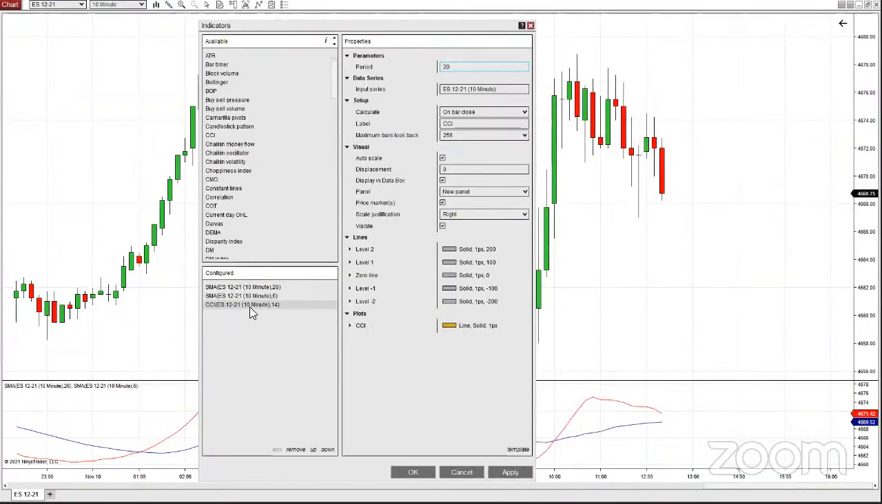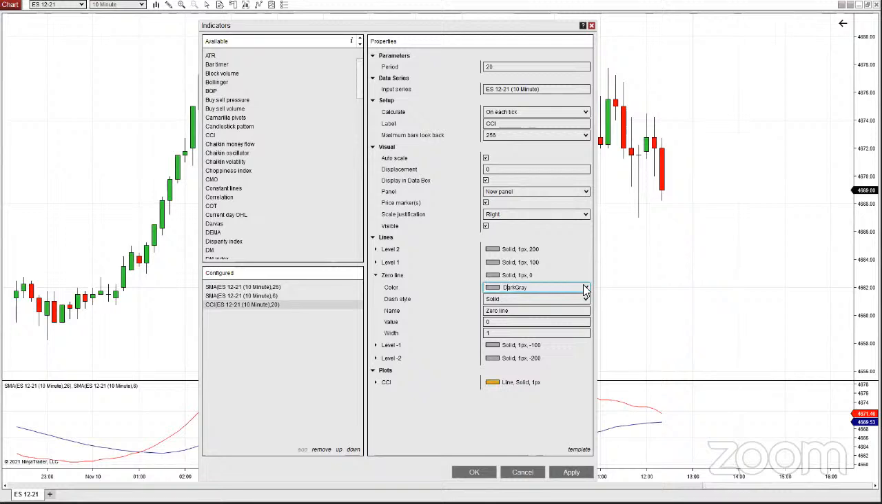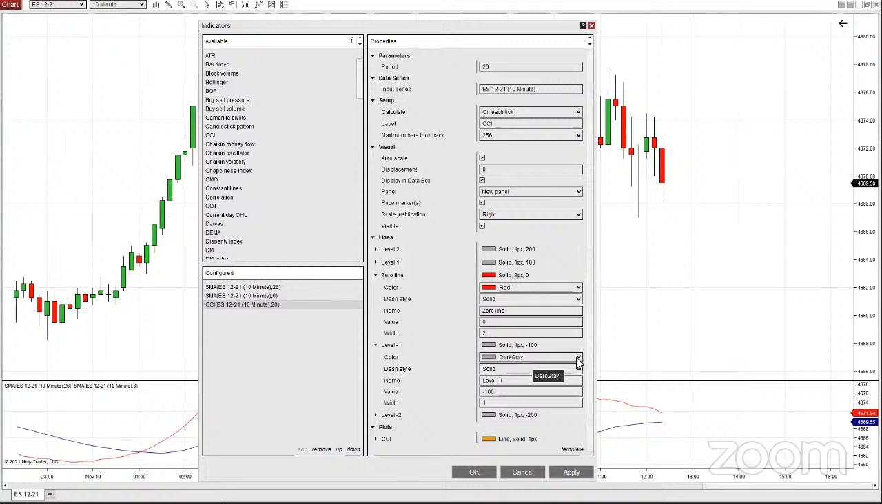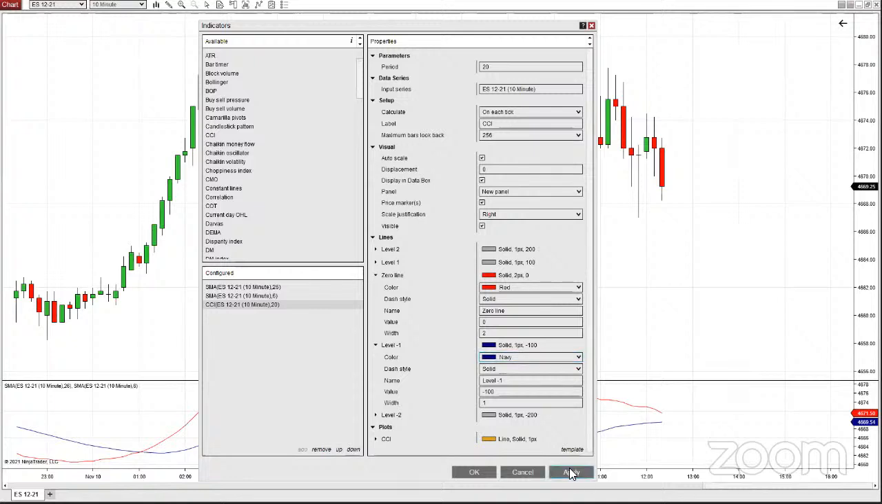And then what else am I going to do? Change calculate to on each tick. And then I want to highlight some of the lines, right? I want to highlight the zero line. I want to make the zero line red so we can see when it crosses the zero line. I think that's important. And we'll change the width to 2 for that zero line. The minus 100 level we talked about, we'll make it a little bit darker. Maybe we'll make it a navy, and we'll apply that.